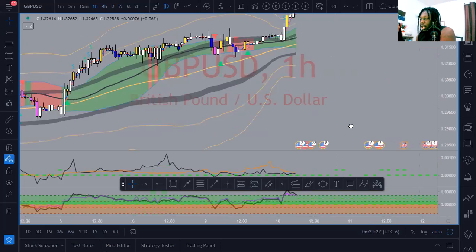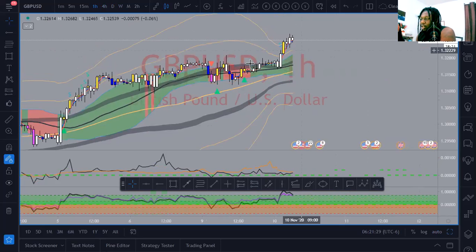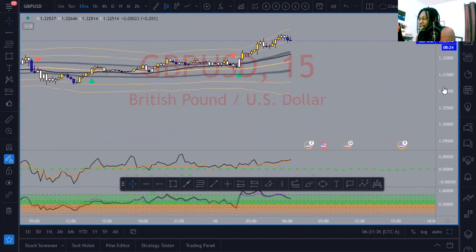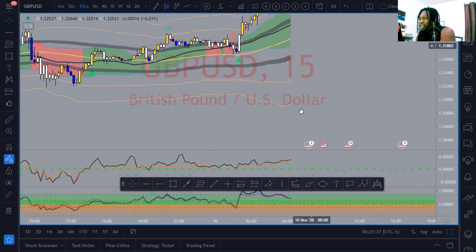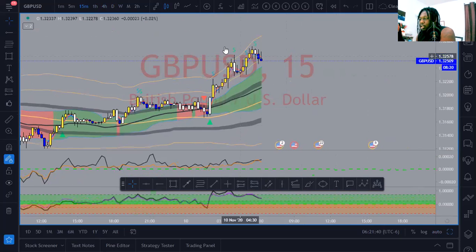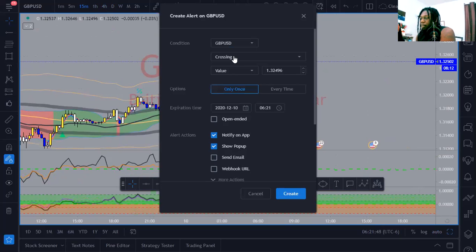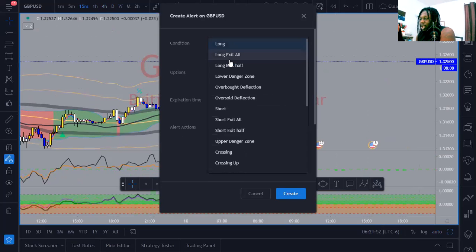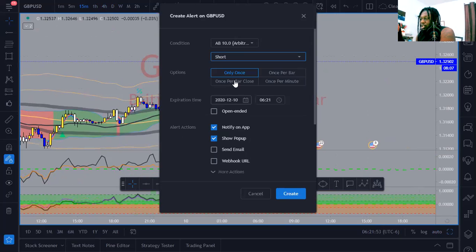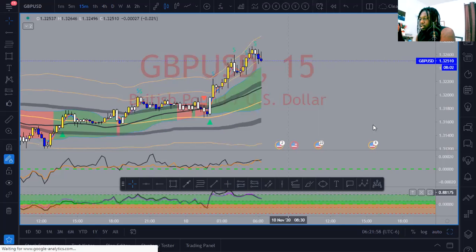GU on the hourly, same thing. Don't have any type of confluence or anything like that. So the only thing I can really look at right now is the 15-minute, and even the 15-minute, it's showing that it's oversold. Love seeing that. If I do get the 15-minute alert to get in, I might add another entry. But other than that, I'm just going to go ahead and short it off of my technical analysis. Once per bar close, create, and we'll see how that goes.